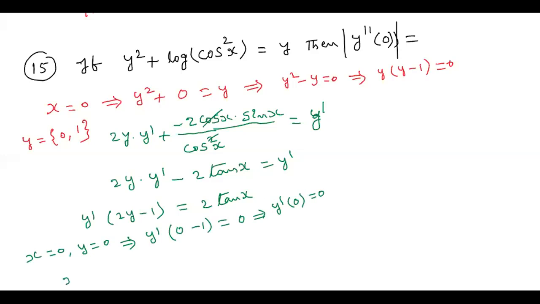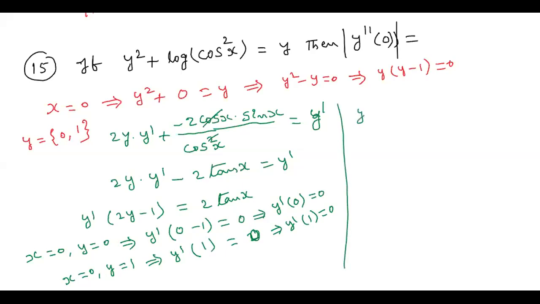Now, x is equal to 0 and y is equal to 1. Then what happens? See, y dash of 2 into 1 minus 1. What we get? That is y dash of 1. That is equal to 2 tan x, x is equal to 0 now. Tan 0, 0. So here also we get y dash of 1, that is 0 only. So x is 0, y either 0 or 1, whatever may be, we are getting y dash of 0 value is 0 only.